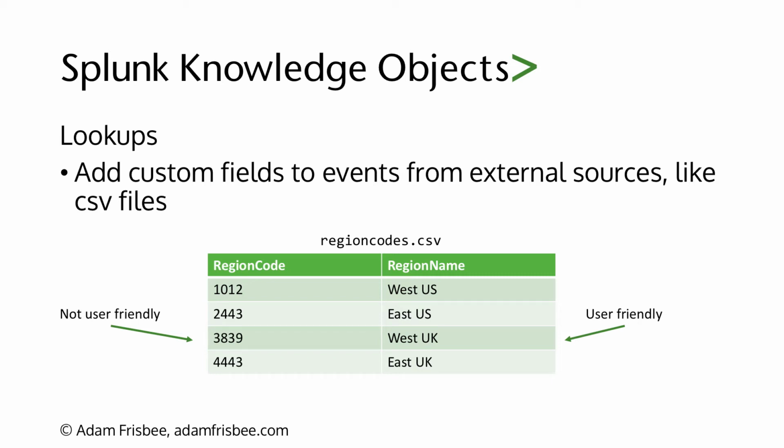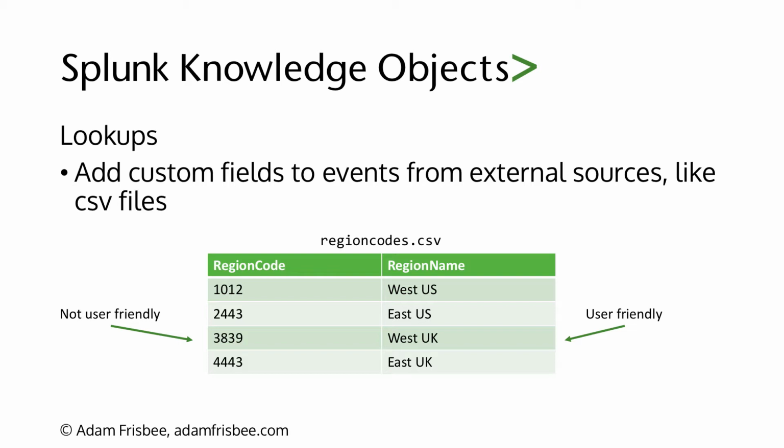Welcome! In this short video, I want to talk about Splunk lookups, and specifically lookup tables. Lookup tables add custom fields to events from external sources like CSV files. In the simplest sense, a lookup table is a CSV file with two columns, like shown here.